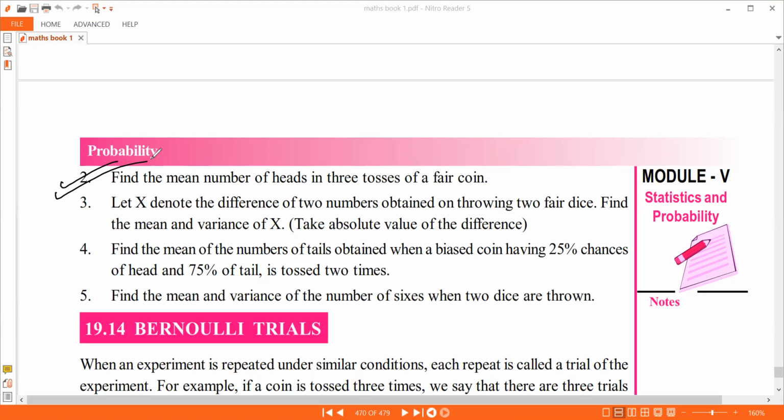Okay, clear, Aditi? Yeah. So we'll close it today, and tomorrow we meet once again and solve the rest of the problems, and then we'll move on to Bernoulli trials. Okay. Take care.